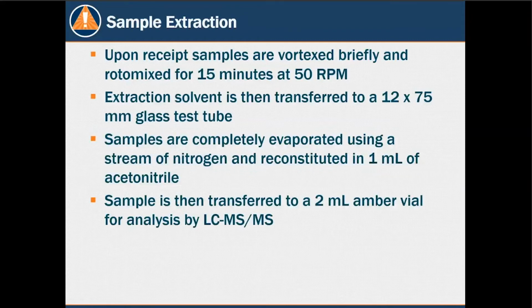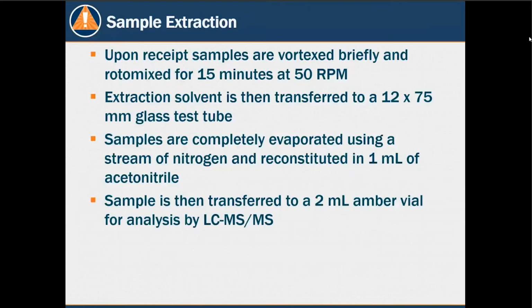Sure thing. So once we received the samples, we took the 15 mL conical tubes and they were vortexed for just a little bit to make sure everything is settled properly after shipping. And then we put them on a rotomixer for 15 minutes just to make sure that everything was treated the same and extracted as efficiently as possible. We then took the ethyl acetate from the 15 mL conical tubes, and those are transferred into little glass test tubes. They're 12 by 75 millimeter glass test tubes. They're about 3 inches long.